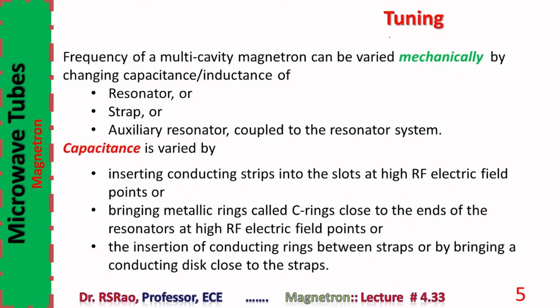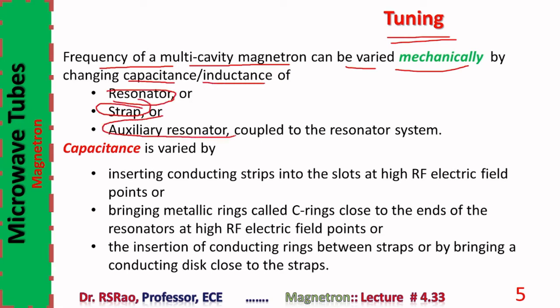Now, a few points on tuning. Tuning refers to changing or varying the operating frequency of the device. The frequency of a multi-cavity magnetron can be varied mechanically by changing the capacitance or inductance of the resonator, strap, or auxiliary resonator coupled to the resonator system. We know what is a resonator, we know what is a strap, we know what is an auxiliary resonator. By changing the capacitance or inductance of resonators or straps or auxiliary resonators, one can vary the frequency.